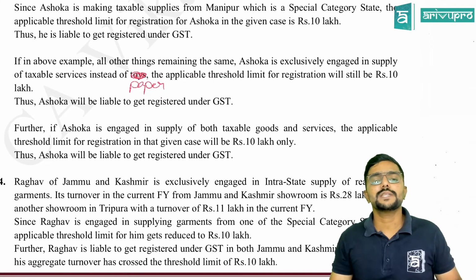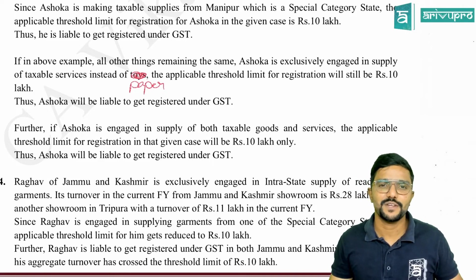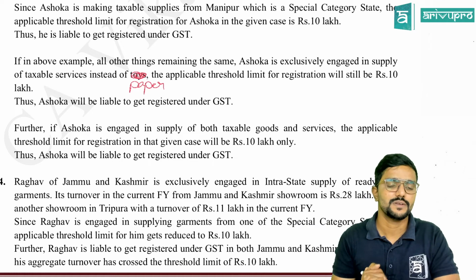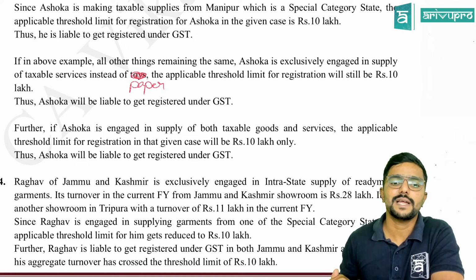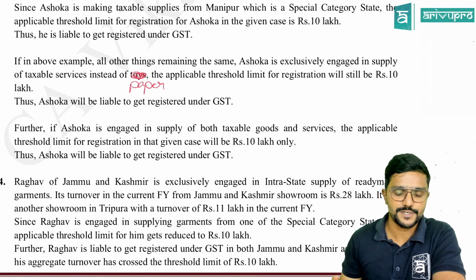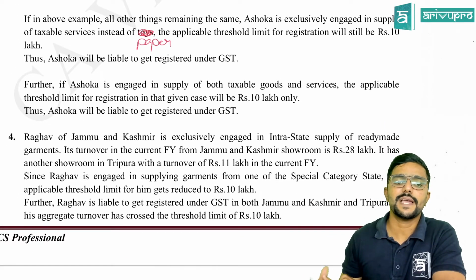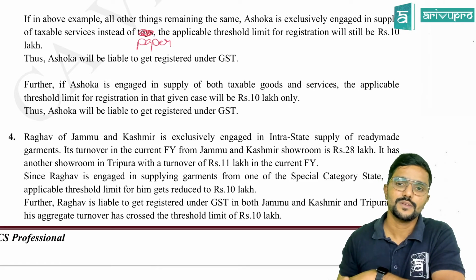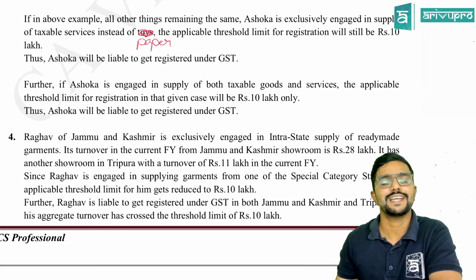The applicable threshold limit for registration will still be 10 lakh. Whether you are supplying goods or services, if you are from Manipur, it is always 10 lakh for you, which is out of MMNT. Thus, Ashoka will be liable to get registered under GST. Next, further, if Ashoka is engaged in supply of both taxable goods and services, again the threshold limit applicable is 10 lakh only.